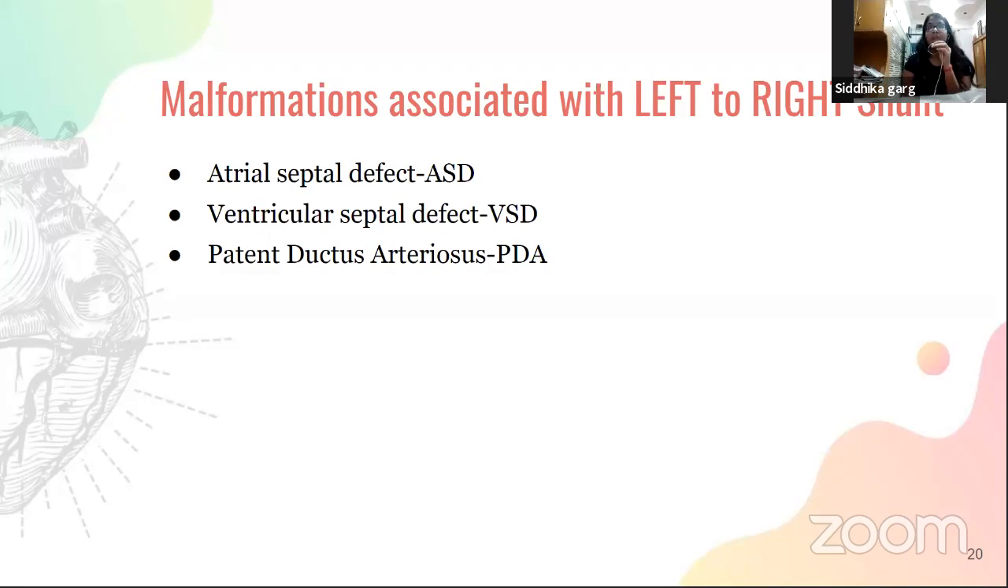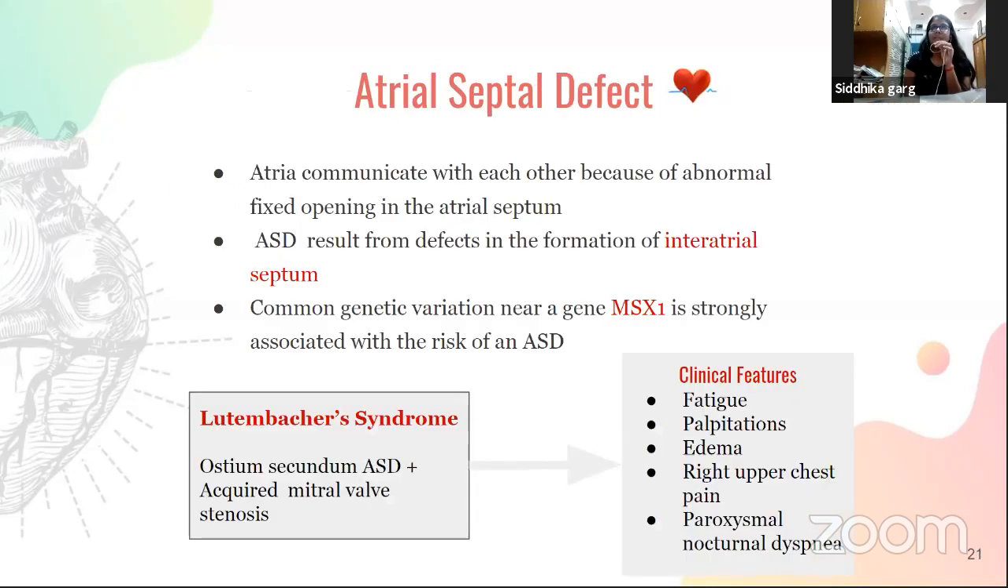Okay, so the classification was malformations associated with left to right shunt. It comprises three common anomalies, which are atrial septal defect (ASD), ventricular septal defect (VSD), and patent ductus arteriosus (PDA). So first is atrial septal defect, which means a defect or a hole in the interatrial septum.